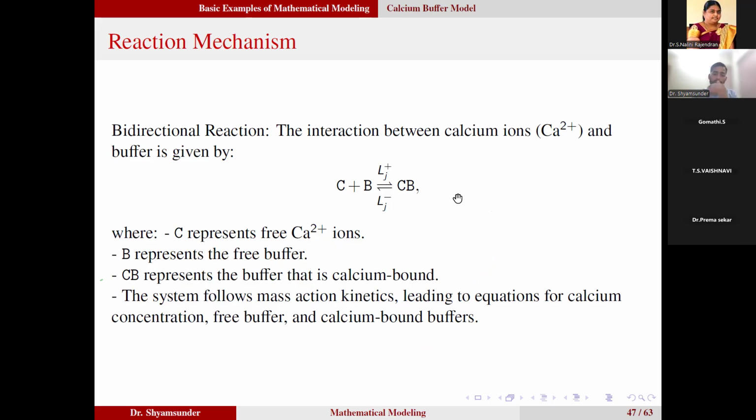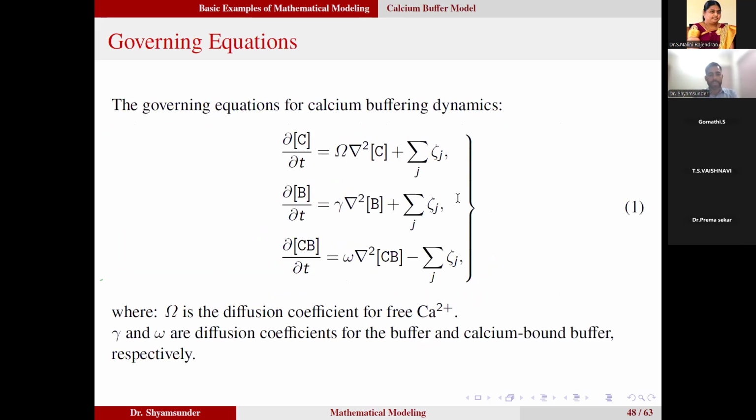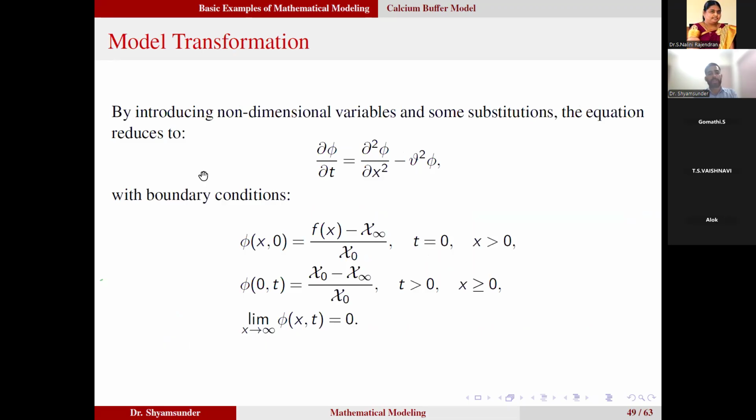Converting to mathematical equations, we easily convert these into equations for the changes in C, the changes in B, and the changes in CB. Here the D, gamma, omega are the diffusion coefficients for the calcium ion, the buffer, and the calcium-buffer bonding. Then we convert this equation again mathematically, apply non-dimensional variables and some substitutions, and reduce it to simple partial differential equations with boundary conditions. We easily solve this equation and find the solutions of this model.